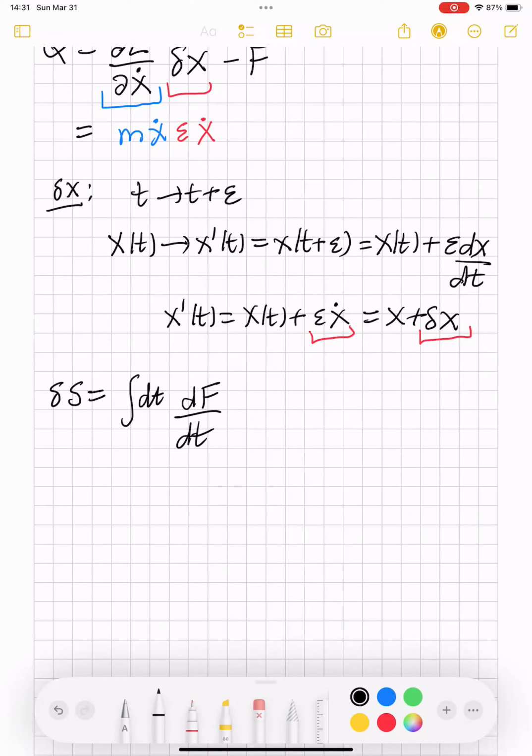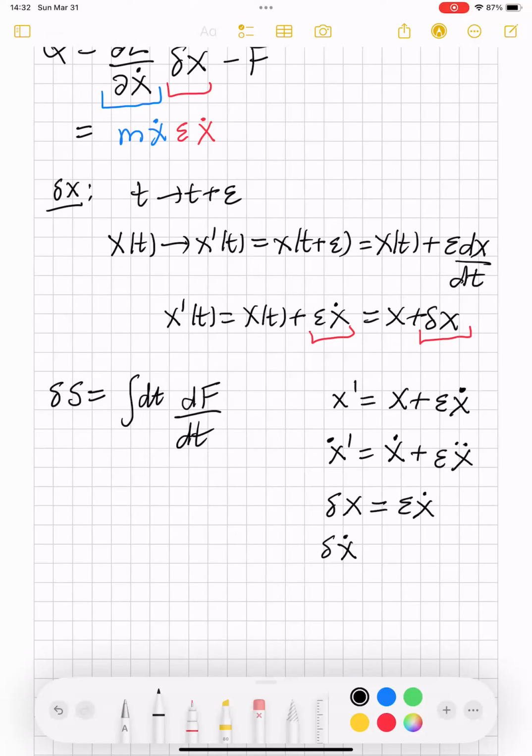So first of all, we know that x prime is equal to x plus epsilon x dot. So if we differentiate this another time, we will learn x prime dot is equal to x dot plus epsilon x double dot. So the change in x is epsilon x dot, and the change in x dot is just epsilon x double dot, okay? So that we're going to want to use.